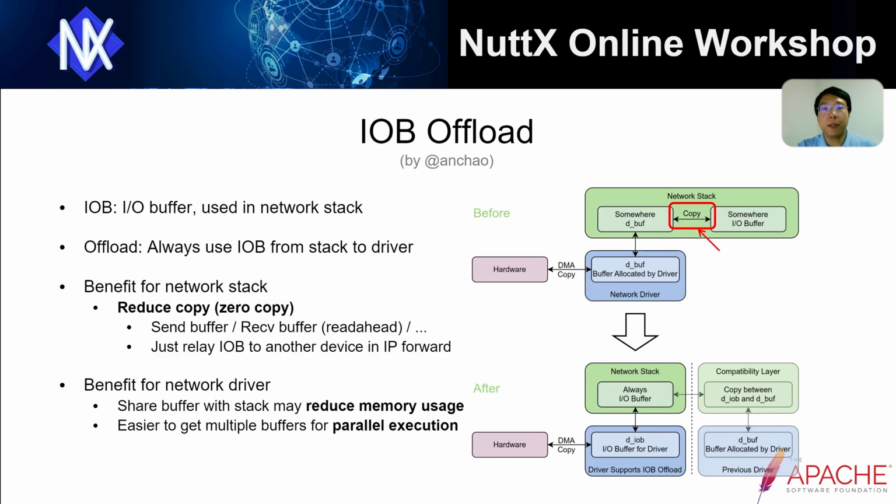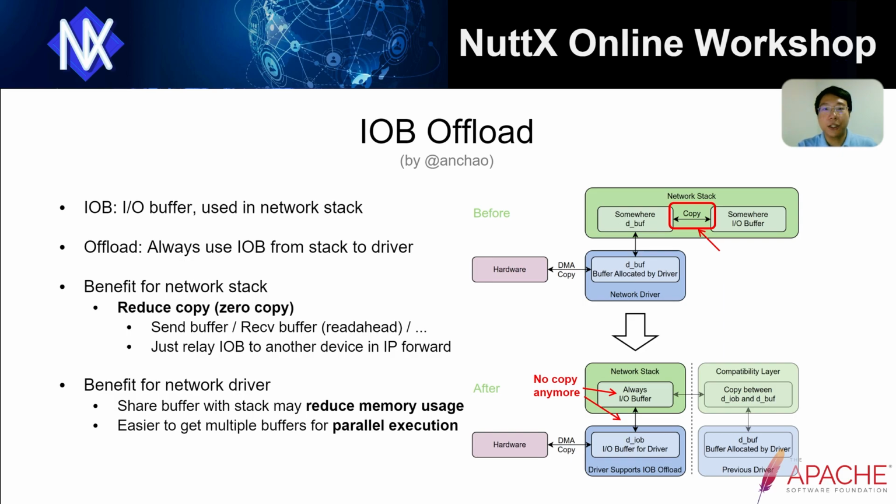The LB offload mechanism lets the driver also use LB instead. Then we'll always use LB from stack to driver. So in most cases, there will be no copy between the driver and the network stack or inside the net stack. Since our buffers in the stack, like send or receive buffers, normally consist of LBs, they may benefit from LB offloading. We also have some other cases which may benefit from offloading, like we can just relay the LB from one device to another in forwarding cases.